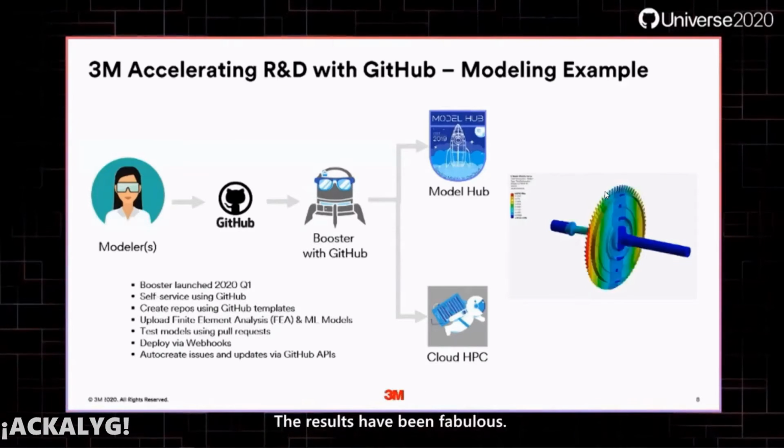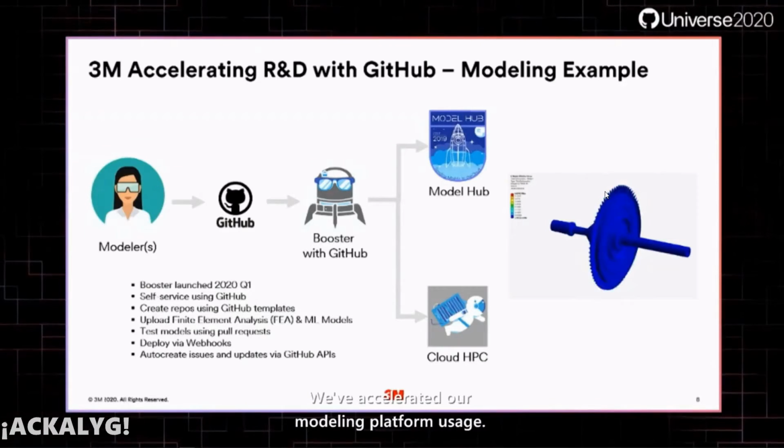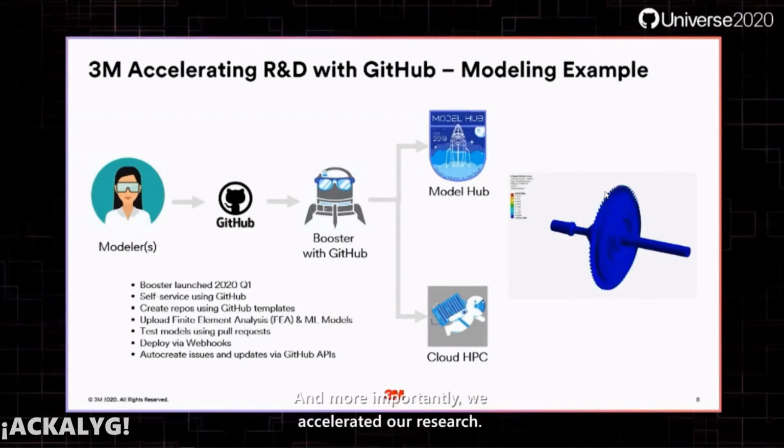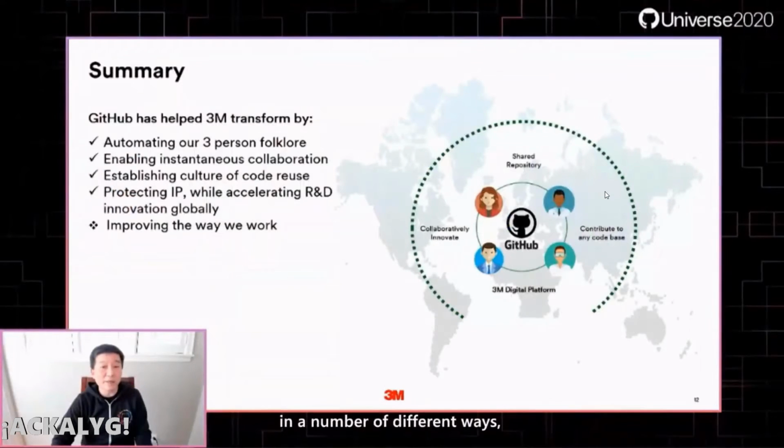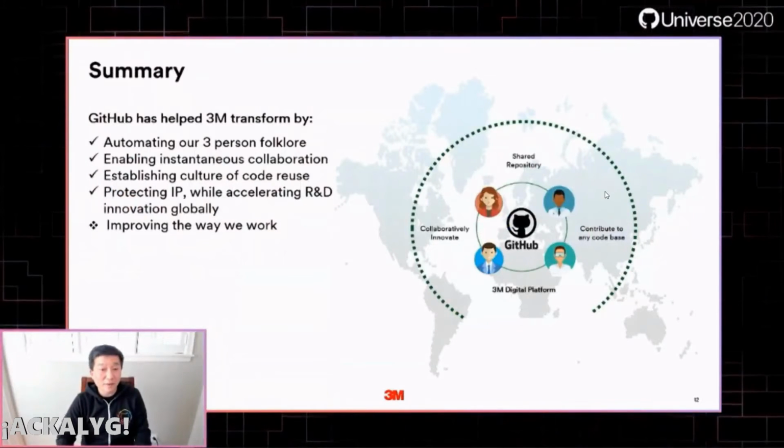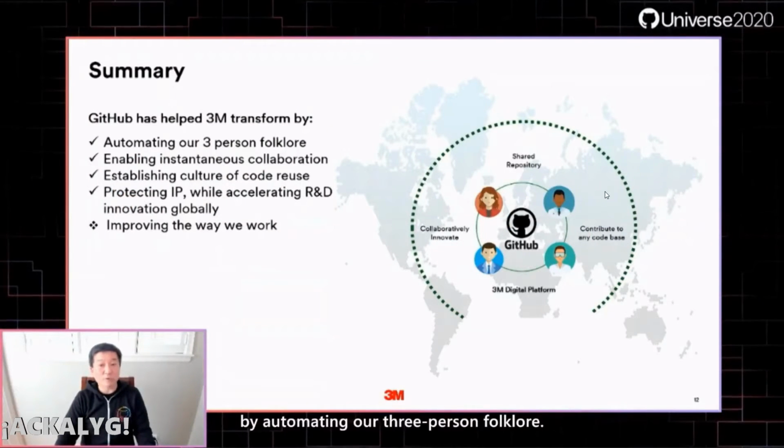The results have been fabulous. We've accelerated our modeling platform usage, and more importantly, we accelerated our research. GitHub has helped 3M transform in a number of different ways.